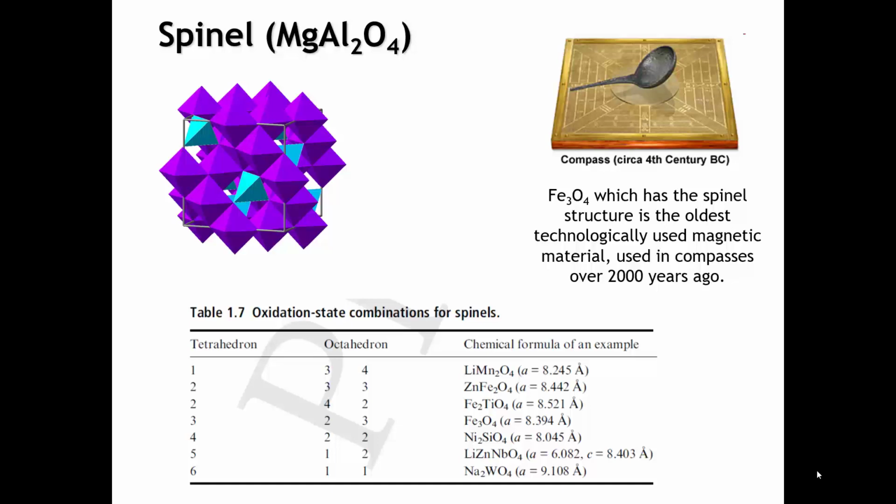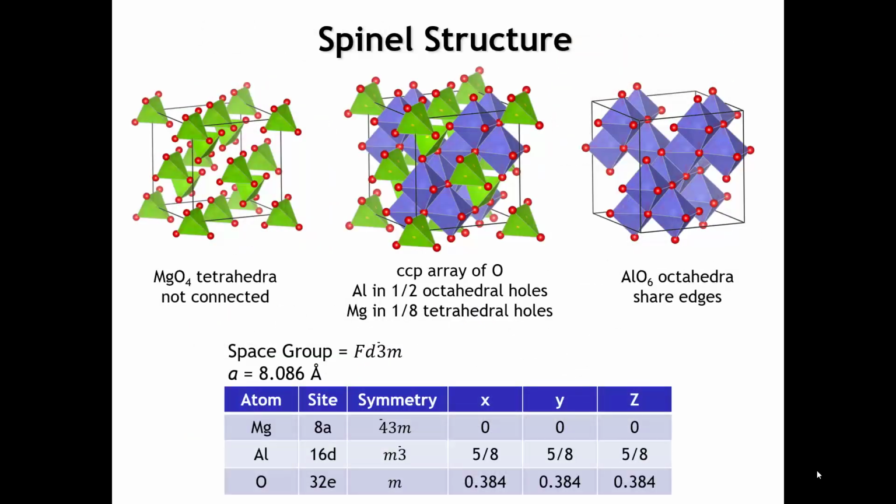Let's take a closer look at the structure of Spinel. In some ways, it's a kind of complicated structure. You can see from the Wyckoff positions in the table below that there are 56 atoms in the unit cell. The most common way to describe Spinel would be to start with a cubic close-packed array of oxygens, and then fill up 1/2 of the octahedral holes with aluminum, and then 1/8 of the tetrahedral holes with magnesium.